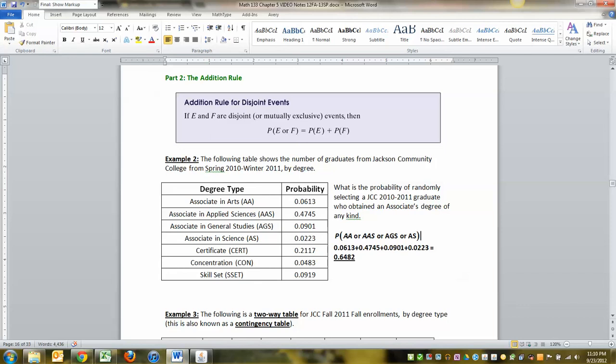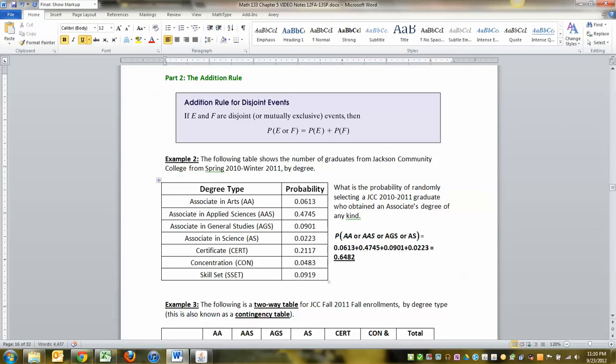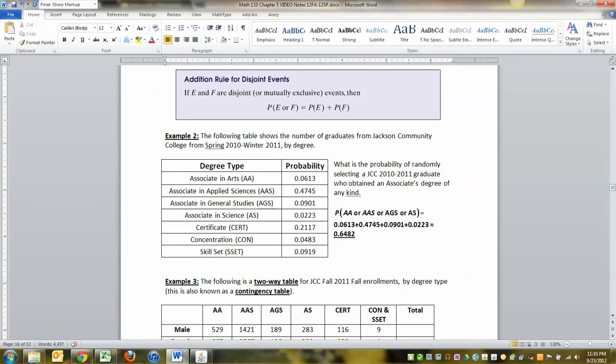Okay, so then what you do is you add up the probabilities of each one of those. So Associate in Arts is 0.0613, Associate in Applied Science, Associate in General Studies, and Associate in Science. You assume that they're disjoint, because if you're getting one degree, you're assuming you're not getting the other. Now I know it is technically possible to get two degrees at the same time, but we're just going to assume that was not the case. Then you add them all up and you get 0.6482.